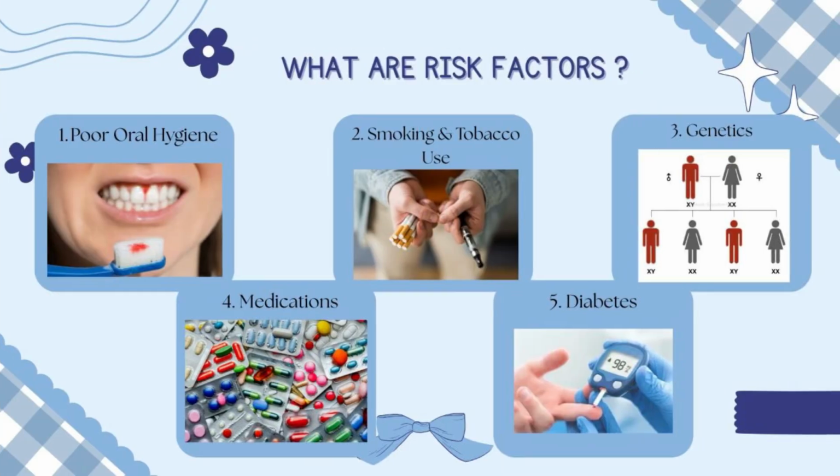On top of that, there are several risk factors that can contribute to periodontal disease, including poor oral hygiene, smoking and tobacco use, genetic predisposition, certain medications, and systemic conditions such as diabetes. In your case, the most significant risk factor is diabetes, which can affect the gums by reducing blood flow, impairing the immune response, and slowing wound healing, making your gums more vulnerable to infections and periodontal disease. Managing your diabetes along with good oral hygiene is therefore essential to protect your gum health.